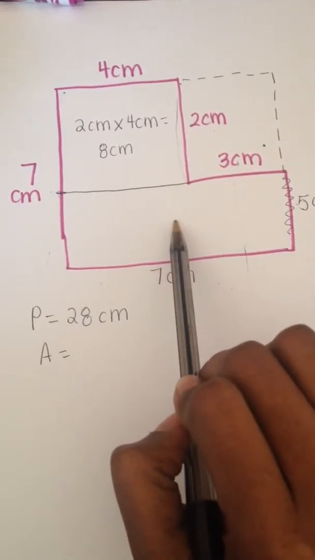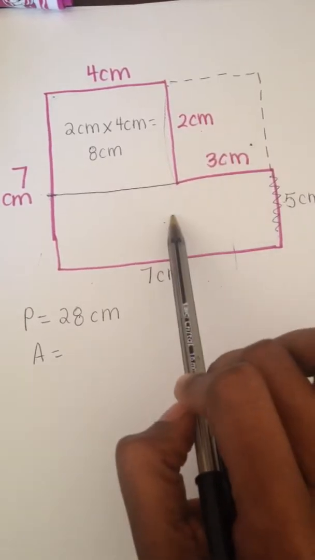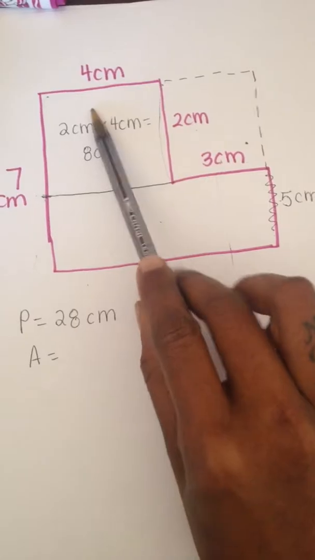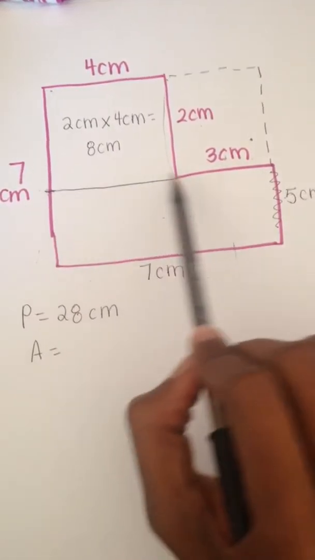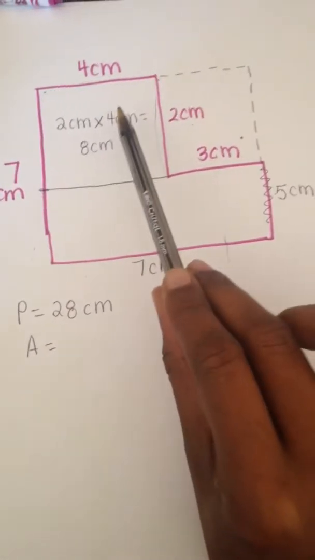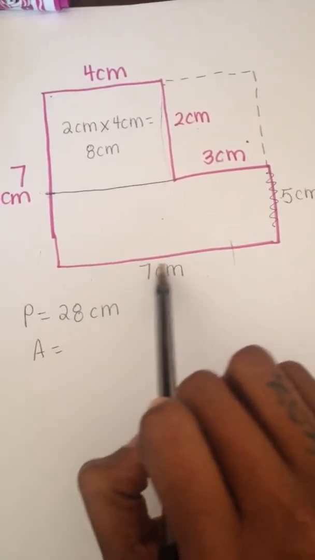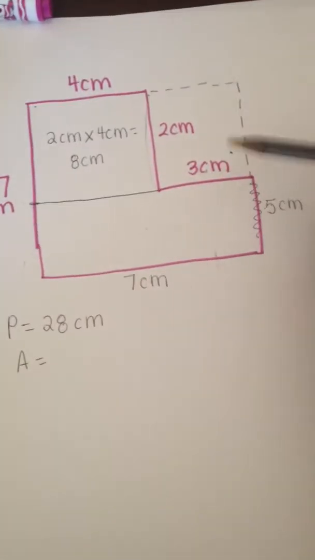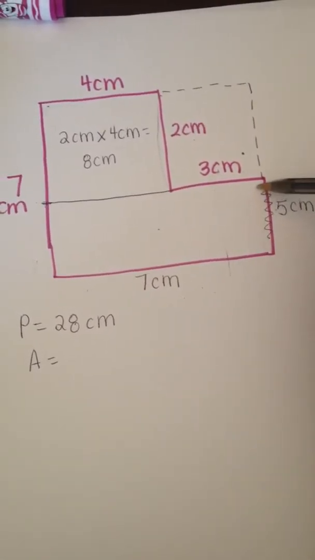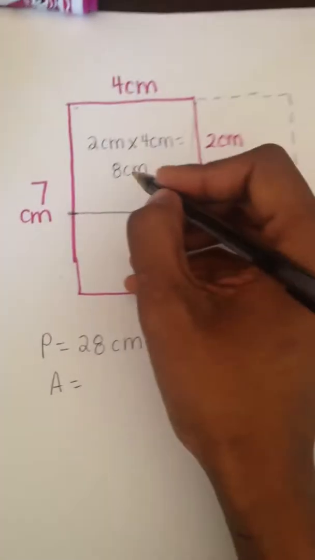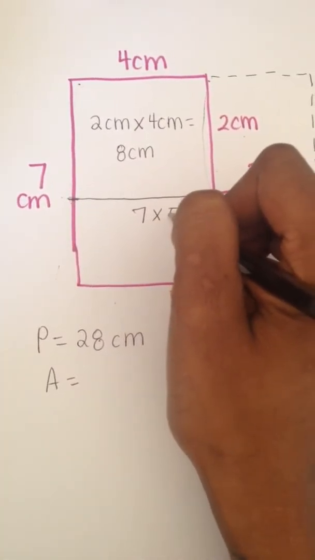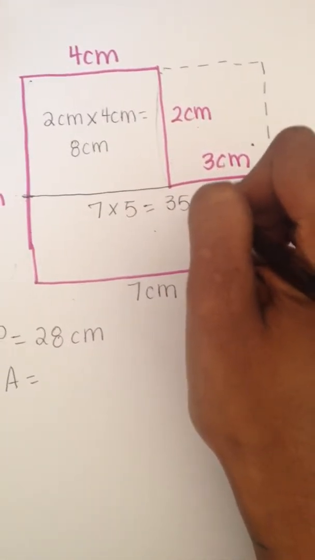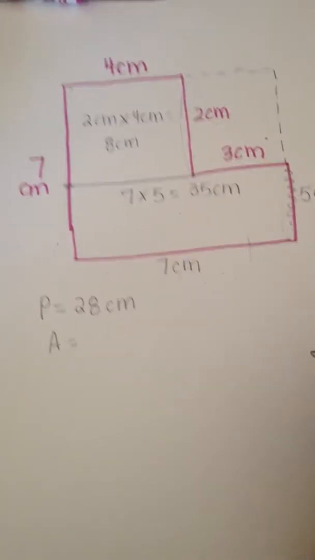For my second shape, I'm going to look again at what my length and my width is. I know my length isn't 4. 4 is just this little piece. And I know it's not 3, but it is 4 plus 3 right here where we put our 7. It's the 7. So 7 times my height, my length times width. 7 times 5 equals 35 centimeters.